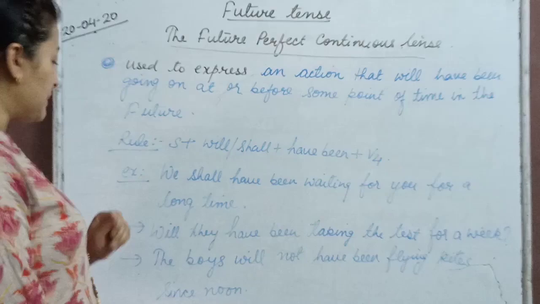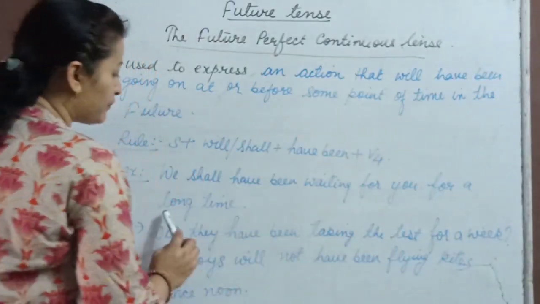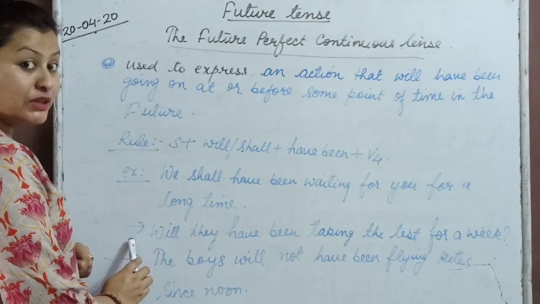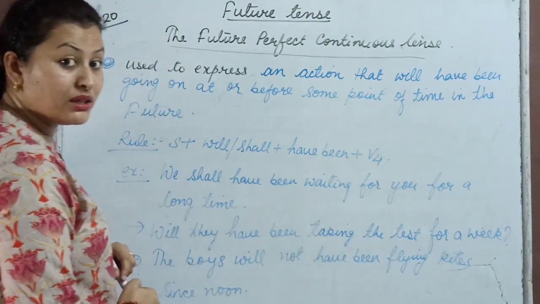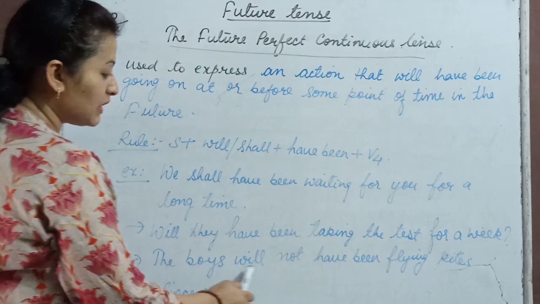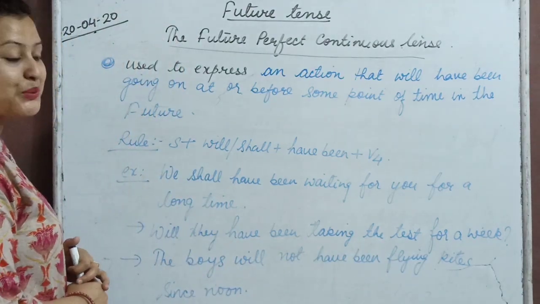Now let us see some examples. We shall have been waiting for you for a long time. How to frame the interrogative? Will they have been taking the test for a week? And how to make the negative? The boys will not have been flying kites since noon.